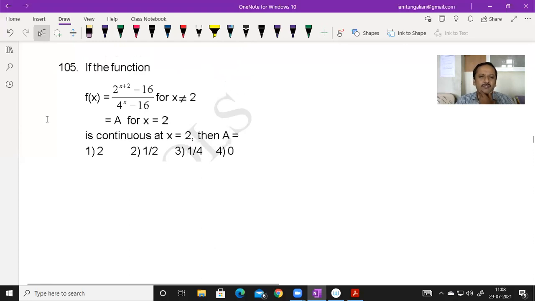Okay, so 105. If the function f of x is equal to (2 power x plus 2 minus 16) divided by (4 power x minus 16) for x not equal to 2, and it is a for x equal to 2, is continuous at x equal to 2, then a is equal to?